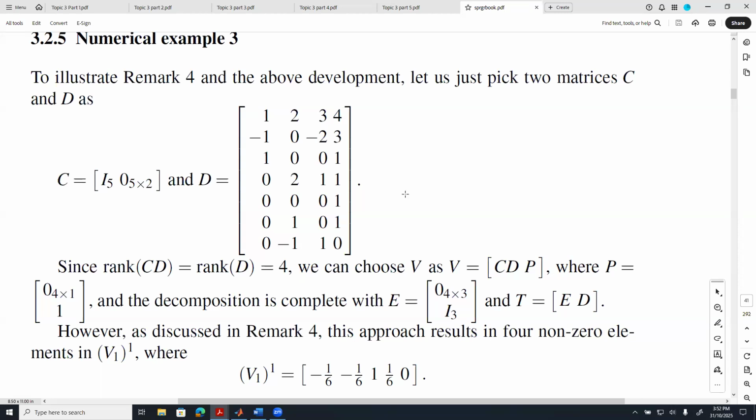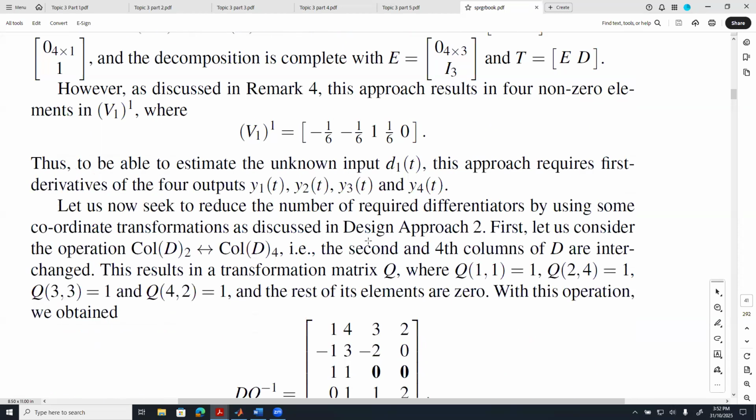So let's look at the following column operations. What we are saying here is let's swap column 2 of matrix D and column 4.